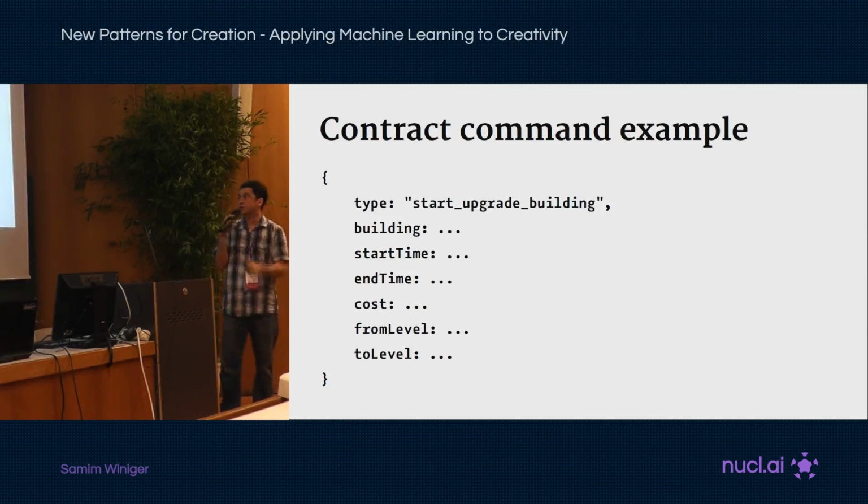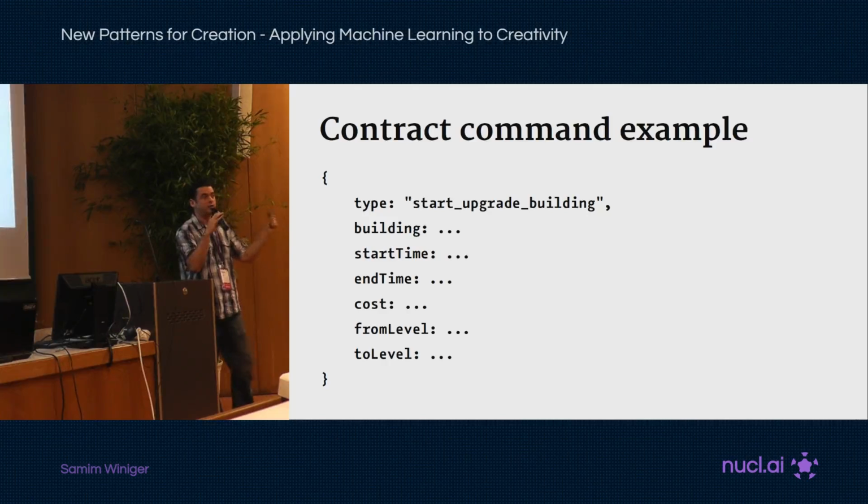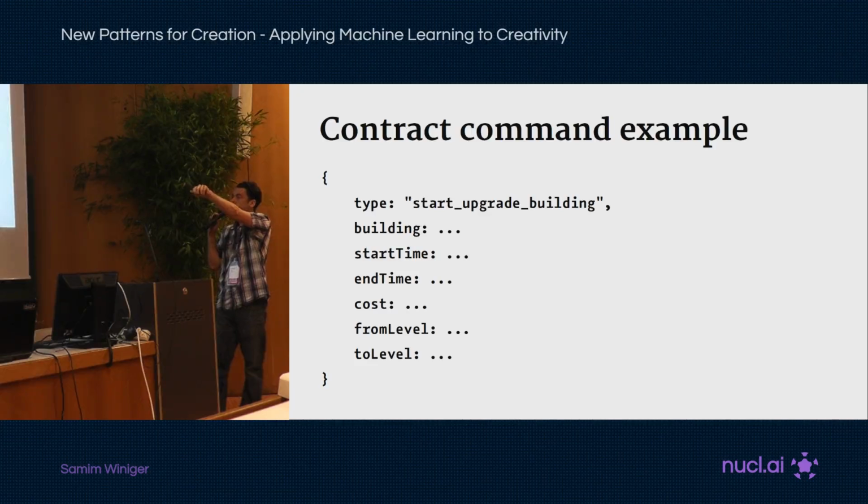And here's an example. You say, okay, the type is start upgrade building, and then you identify the building. Normally we identify buildings by its position, but you can also have an ID or whatever. Then we say start time, end time, cost from level to level. Is this a good example? What do you think?